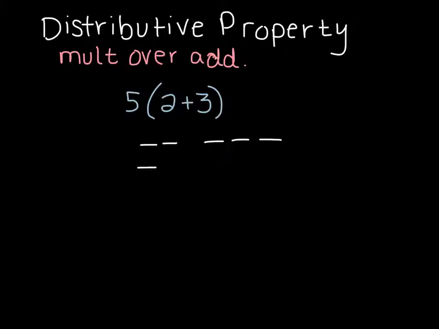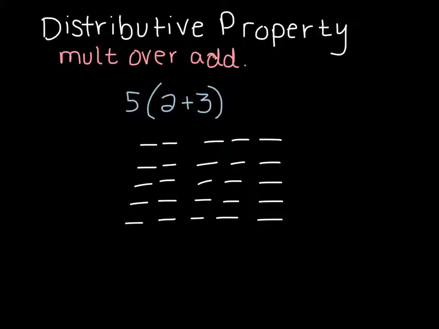So I would have, there's 2 sets of 2 plus 3. There's 3 sets of 2 plus 3. There's 4 sets. And 5 sets. Okay? So one row here represents 2 plus 3. And then I have 5 of them total, okay?